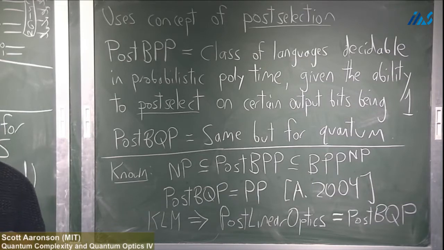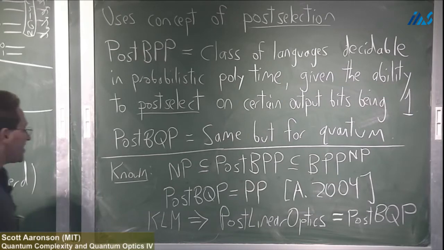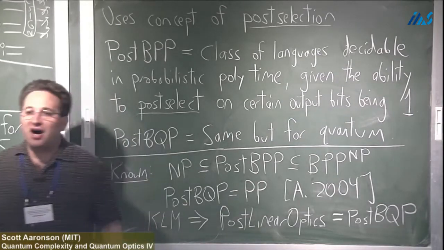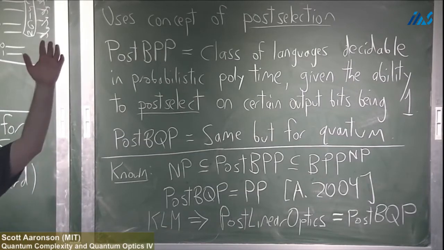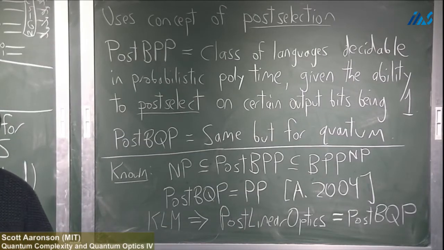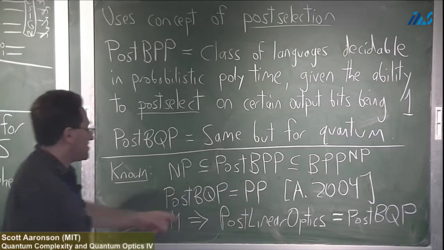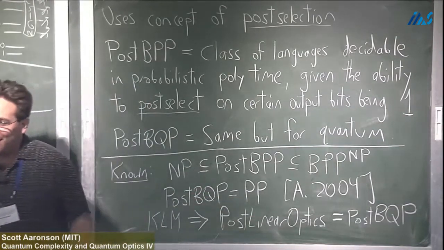PP is a decision class. It's like BPP, but with no gap. PP basically has the full power of sharp P, in the sense that P with a PP oracle already lets you do sharp P. So what this is saying is that when you combine quantum with post-selection, you get something that seems much, much more powerful than either one alone. Namely, you get the power to solve counting problems. And furthermore, that's exactly how much power you get. You don't get more than that.